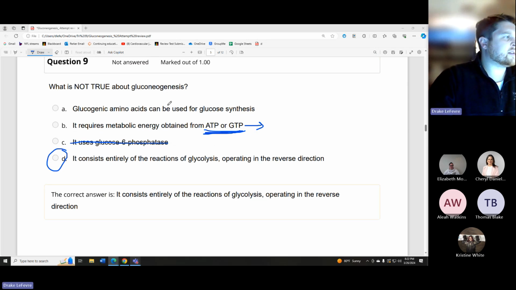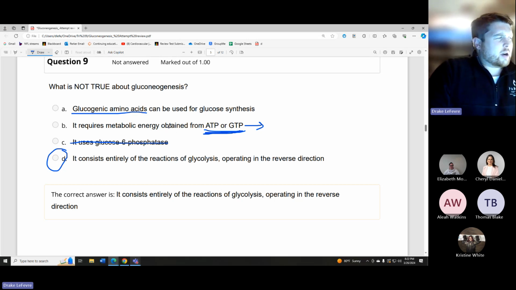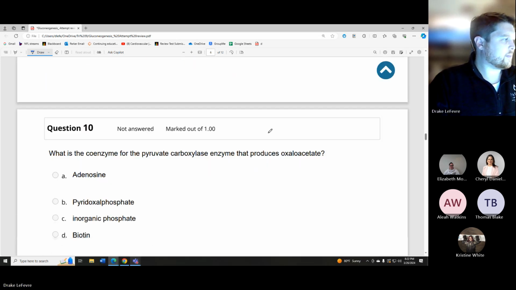And then glucogenic amino acids can be used for glucose synthesis, and that is correct. As for the glucogenic amino acids, I don't think he asks specifically which amino acids they are. If he does later on, I'm sure we'll see that, and then we can touch on those.